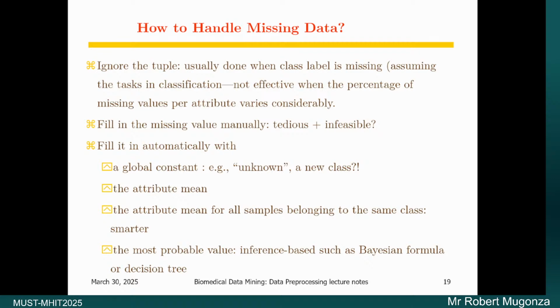The first case is when we can use a global constant. For example, we can say that everywhere we have missing values, I do realize that a missing value can then be coded with a new number.